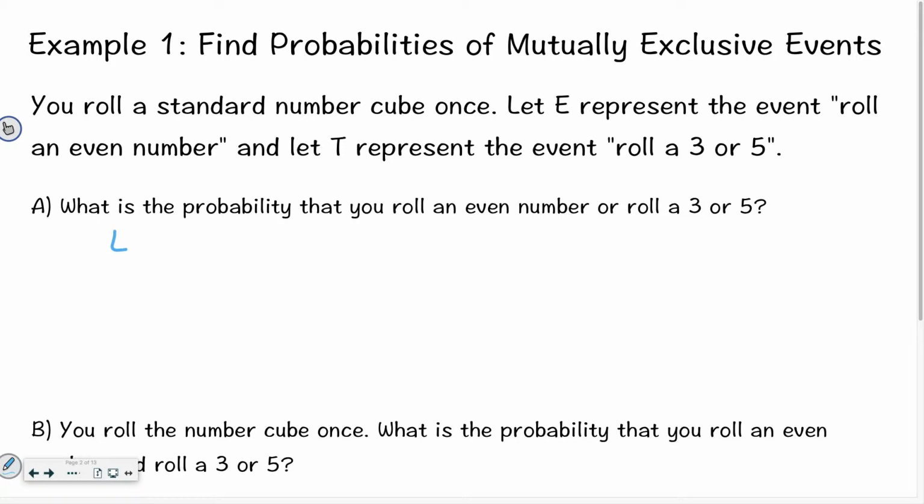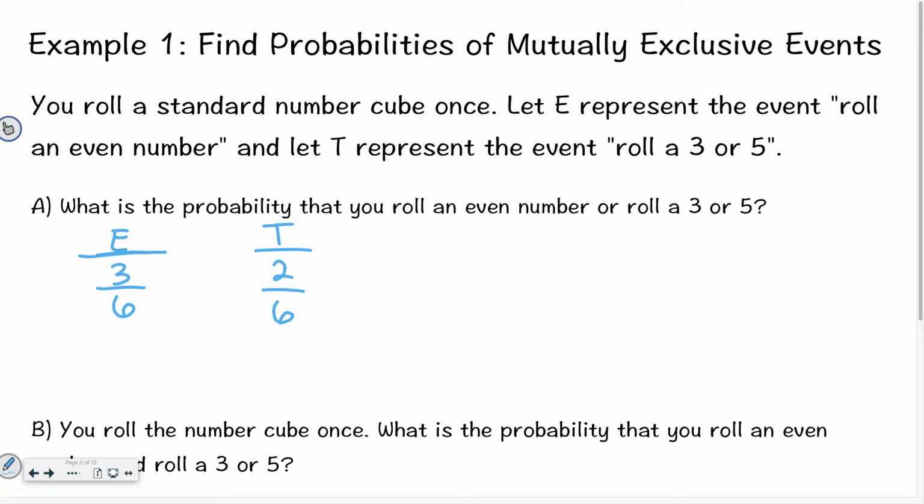So first, let's figure out what's the probability of rolling an even number. If it's a 6-sided dice, we have 2, 4, and 6. That's 3 options out of the total 6 options. So the probability of rolling an even number is 3 over 6, or I could say 1 over 2. I'm going to leave it as 3 over 6 for now. Then let's figure out what's the probability of rolling a 3 or a 5. The probability of rolling a 3 or 5, that's 2 out of the 6 options.